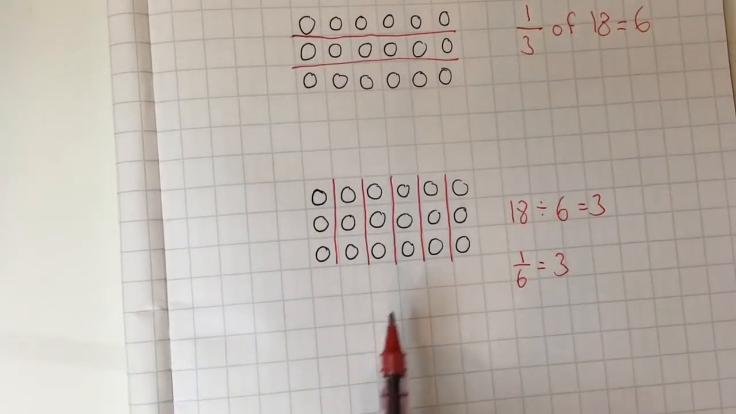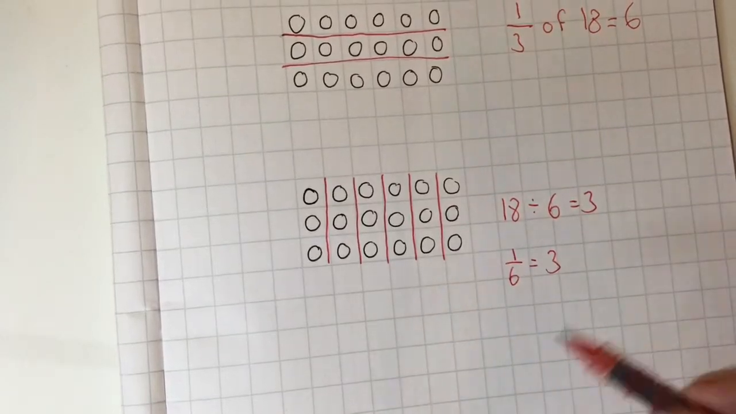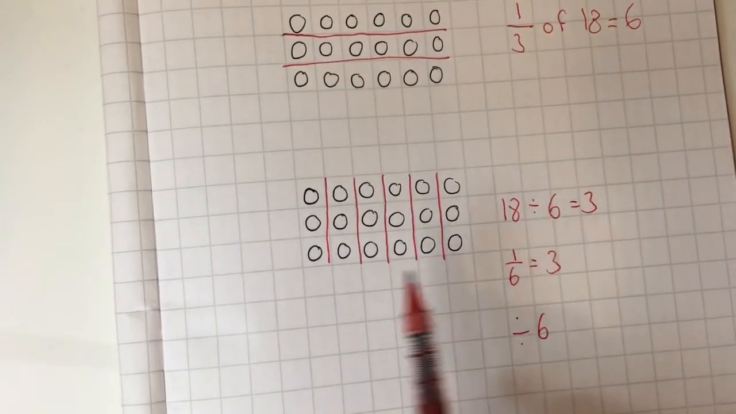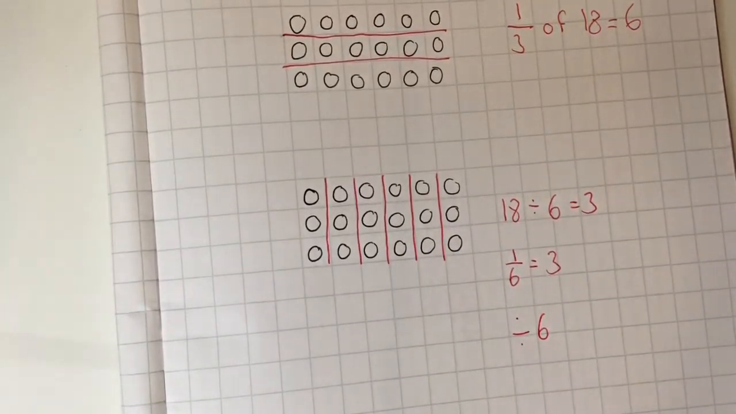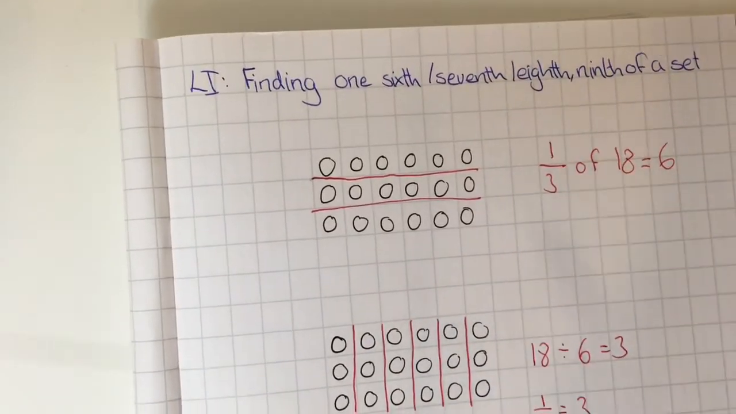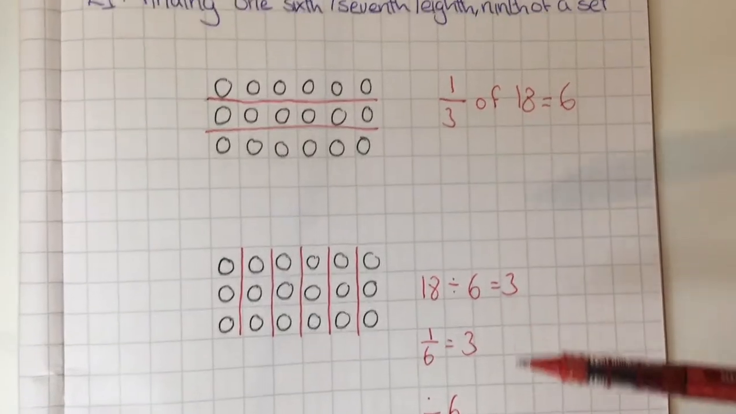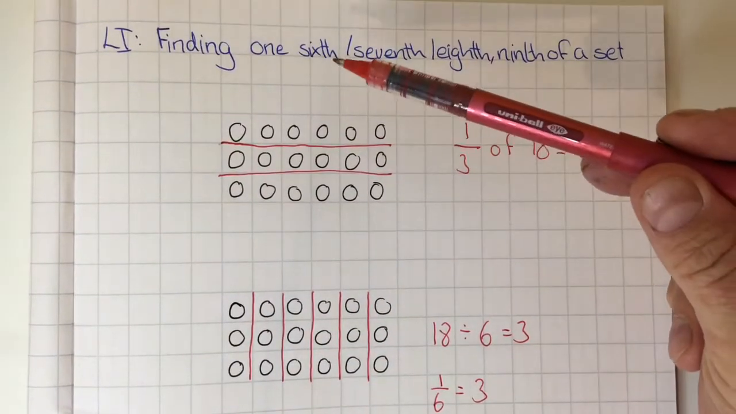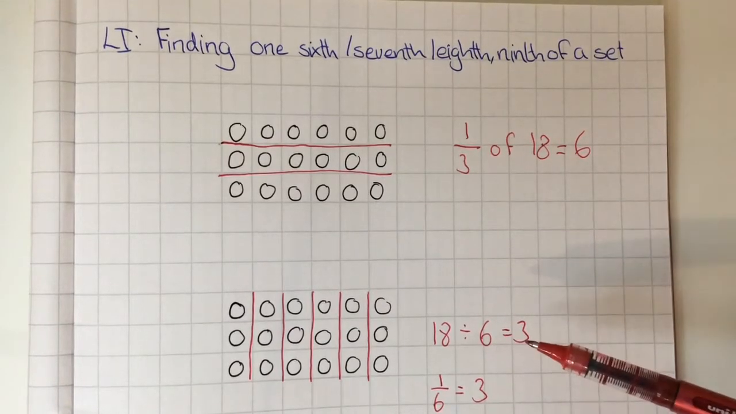To find 1/6 therefore of something, you would divide it by 6. Okay, so to find sixths, you divide by 6. To find thirds, you divide by 3. Okay, so this technique that we have looked at, by dividing the number by 6th, which we set up here, will give you the answer to 1/6 of a set of things.